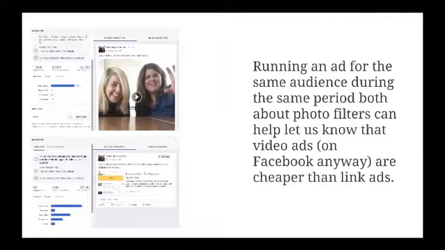I will say, we just did a little experiment, and something I noticed with Facebook is that their video ads are way cheaper to advertise than their other stuff. So I took two pieces of content that were both about photo filters. One is a blog post that we wrote about photo filters, and one is a video we did about photo filters. And I did it to the same audience, the same period of time, and the same amount of money.